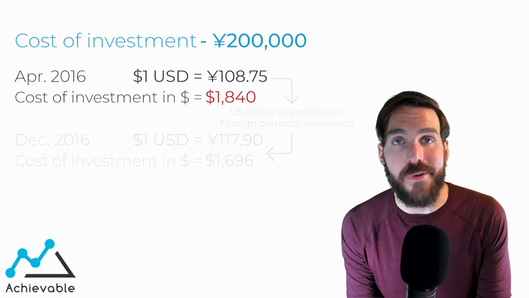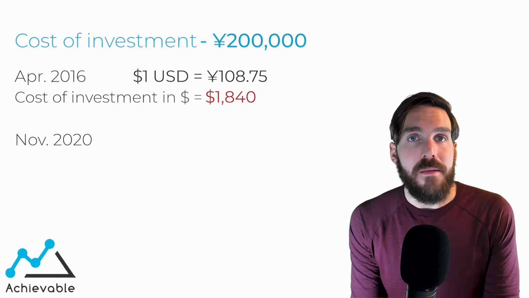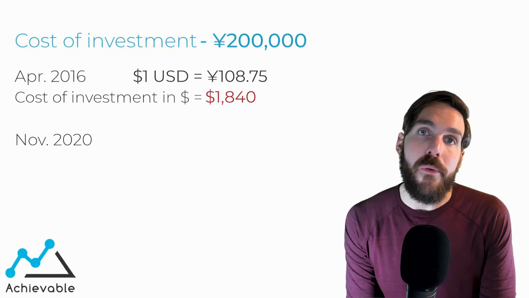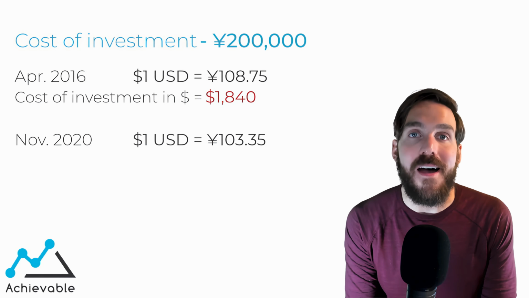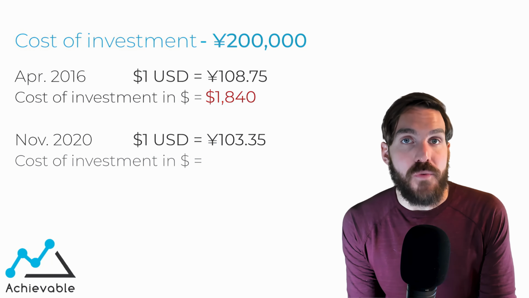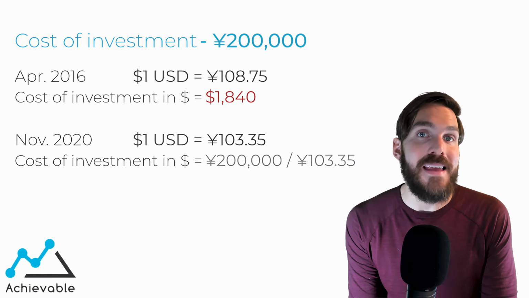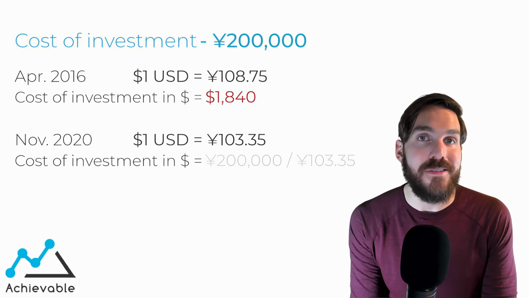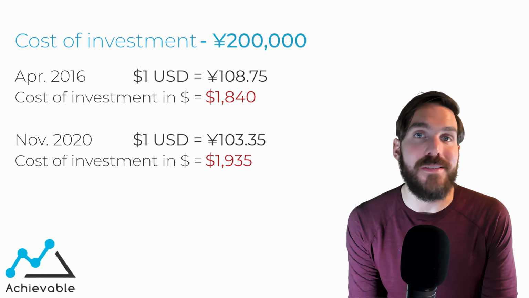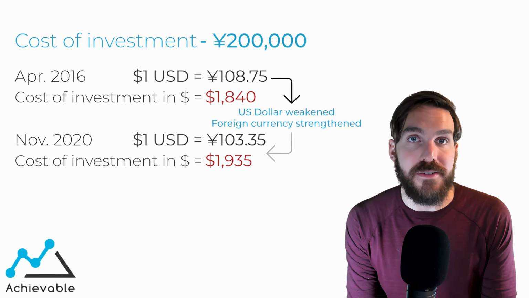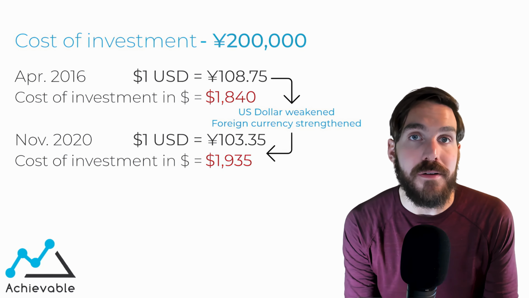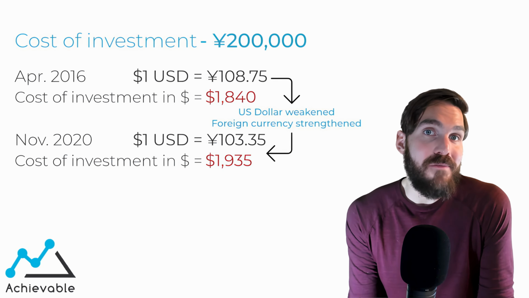Now, let's reset real quick. By November 2020, the US dollar weakened to a point where $1 US equaled 103.35 yen. At this exchange rate, a 200,000 yen investment would cost 1,935 US dollars. A weakening US dollar is a risk for US investors as they convert into the foreign currency because it makes the investment more expensive just because of the conversion rate.